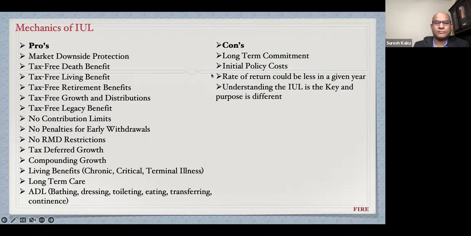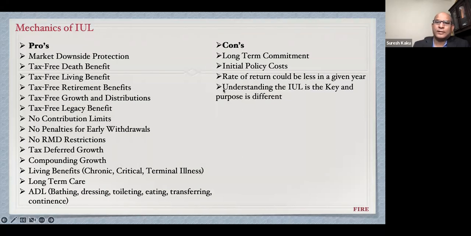So definitely this is not a get-rich scheme. It takes time, so it's a long-term commitment. There are initial policy costs, which you won't have in the 401k. And the rate of return could be less in a given year. For example, there are indexes in the IUL policy that return as much as 18%, but let's say the stock market goes up 30%, so it could yield less in that given year. But the beauty is, remember I said, when it loses 40 or 50%, or even 30%, we don't lose any money.